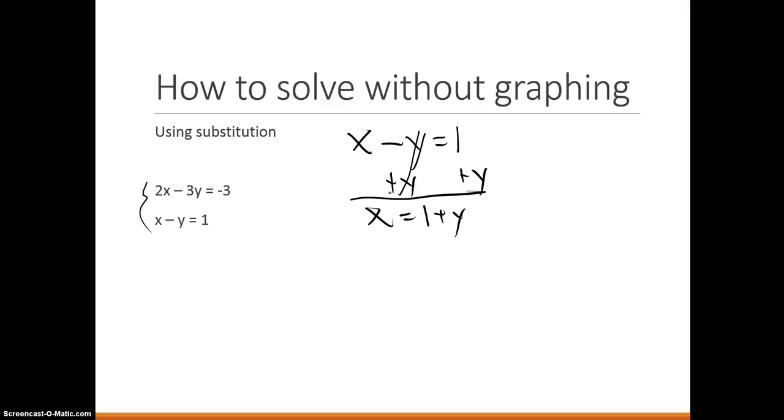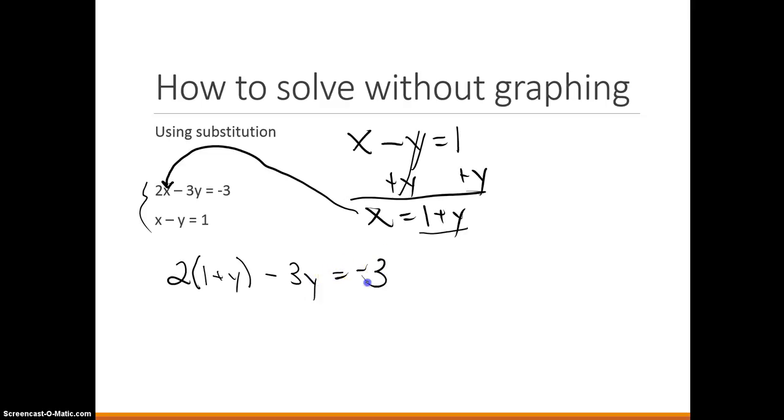Since I have solved for x, now I can plug this in, or substitute it, for x in the first equation. So if I do that, I have 2, and then instead of putting in x, I'm going to put in 1 plus y, because that is what x is equal to. So I'm going to write that in parentheses: 2 times (1 plus y) minus 3y is equal to negative 3. So I have substituted x with 1 plus y because I solved for x from the second equation.